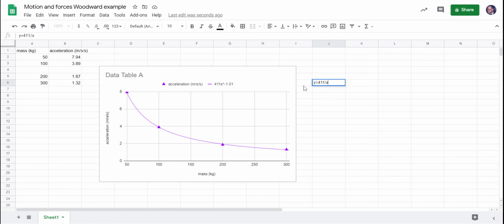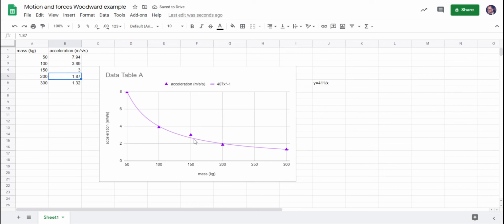Now, one other thing that I want to help you with is within your lab, it asks you, hey, what if you had a mass of 150 kilograms? What would the acceleration be for that? Now, your data is going to be different than my data, so please don't freak out. For my data, I'm looking and I'm saying, hey, 150 kilograms is about halfway between 100 and 200. So maybe this next data point should be halfway between 3.89 and 1.87. And I'm going to round that to halfway between 4 and 2. So I'm going to try 3.